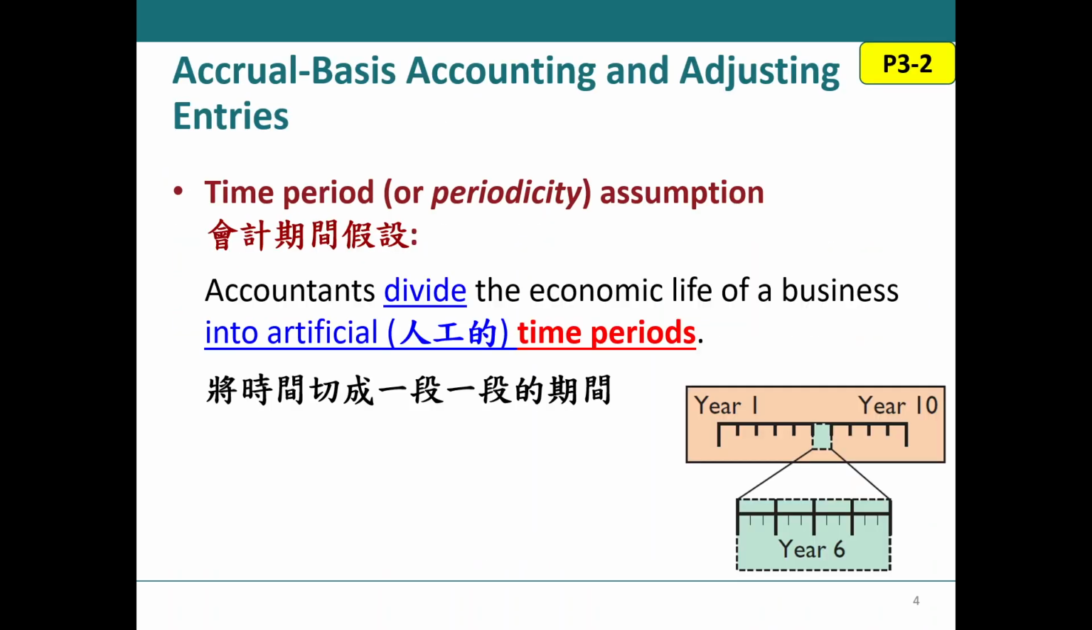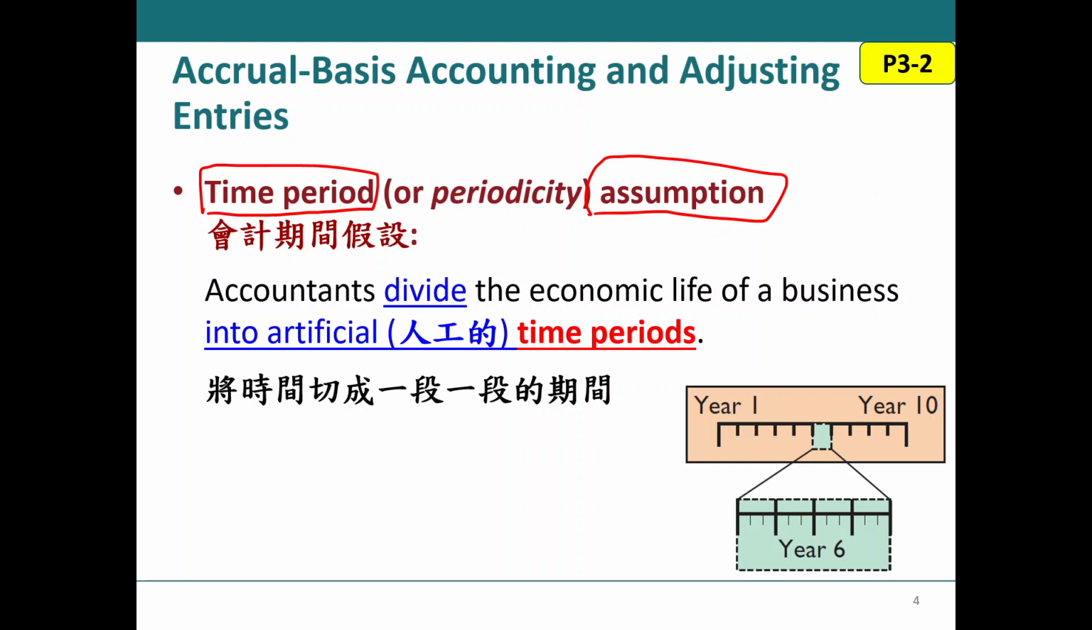Okay, so two concepts you should have. Because of these two concepts, that's why we have to record the 10% transactions right now in chapter 3. Okay? First concept is what? Time period assumption. 会计期间假设. Time period assumption. 会计期间假设. So what is the time period assumption?